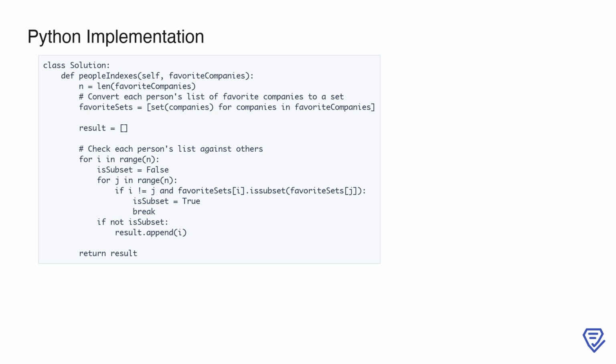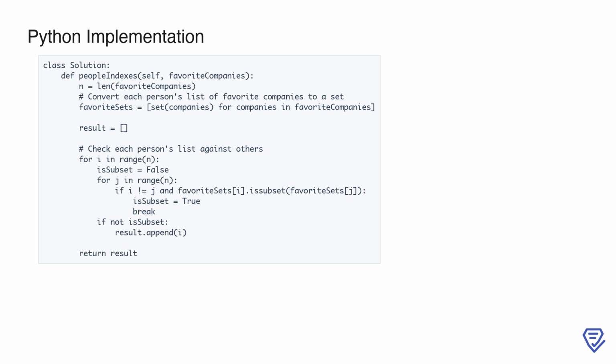2. Outer loop, person i. We loop over each person i. For each person, we will determine if their list of favorite companies is a subset of any other person's list. 3. Inner loop, comparison with person j. For each outer loop iteration, we compare person i against every other person j. If i and j are not the same person, i not equal to j, we check if the set of person i, favorite sets i, is a subset of person j's set, favorite sets j, using the issubset method.